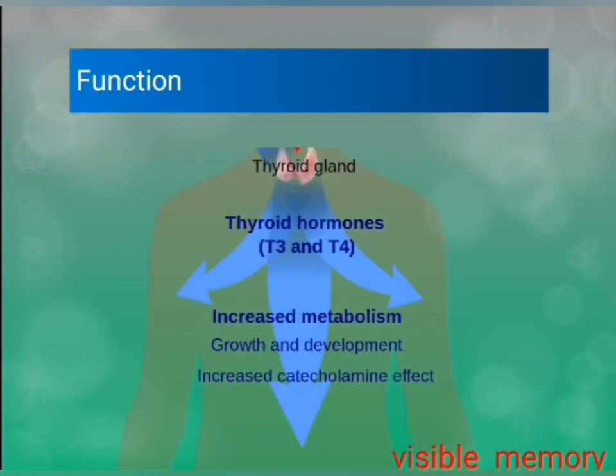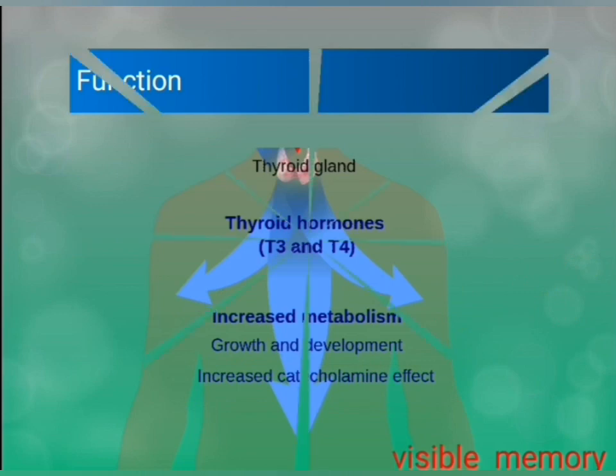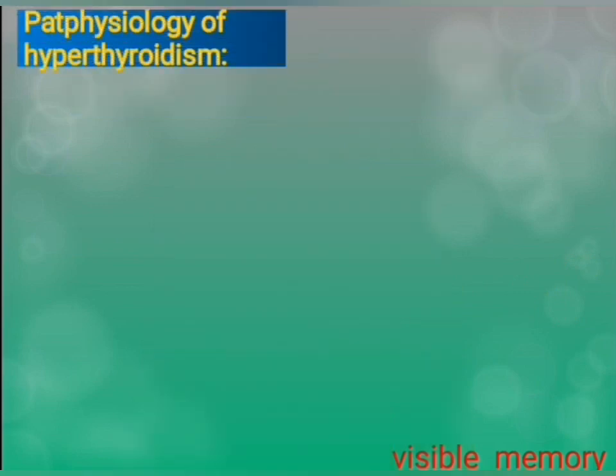And what are its functions? A little bit of physiology. Thyroid hormones increase metabolism by increased hydrolysis of ATP. They play a role in the growth and development of the central nervous system and other systems also. They increase catecholamine effects, meaning they produce responses like the sympathetic system. And first of all we are going to discuss hyperthyroidism. It means increased thyroxine level in the blood.